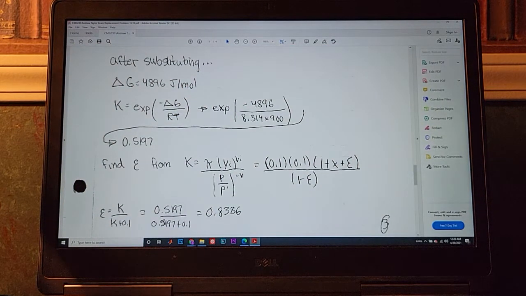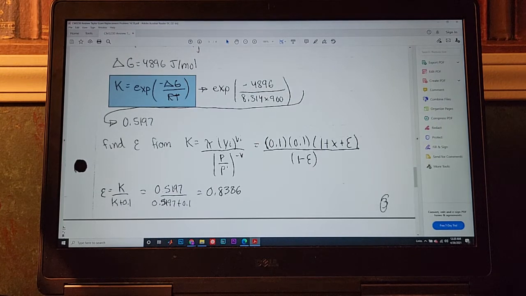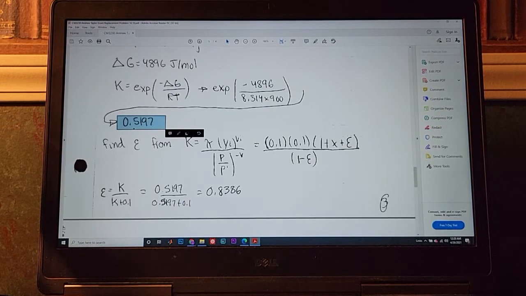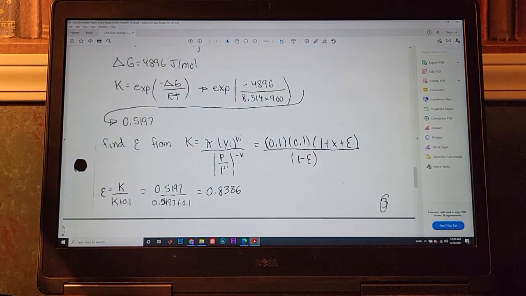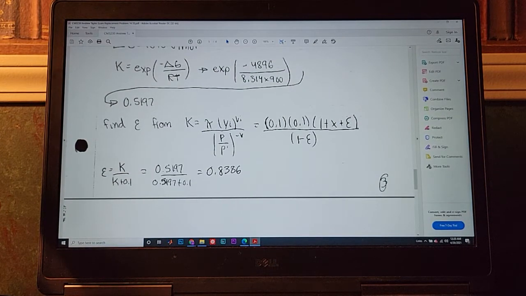Next, we use K, plug in delta G, R, and T. We find K to be 0.5197. Now we have to find epsilon, so we plug in our values from above. Right over here we substitute, and we get epsilon to be equal to 0.8386.